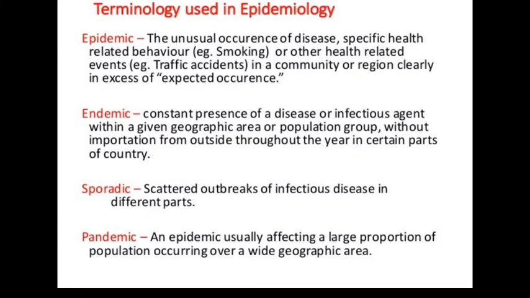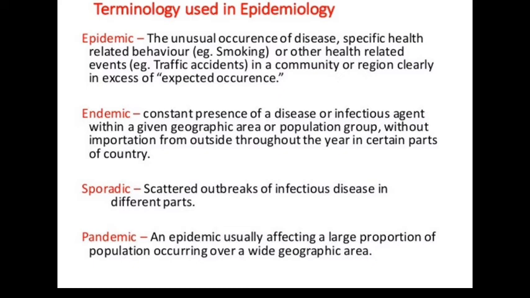Now let us study various terminologies that are used in epidemiology. The first one is epidemic. The unusual occurrence of disease, specific health related behavior, for example smoking, or other health related events, for example traffic accident, in community or region clearly in excess of expected occurrence.